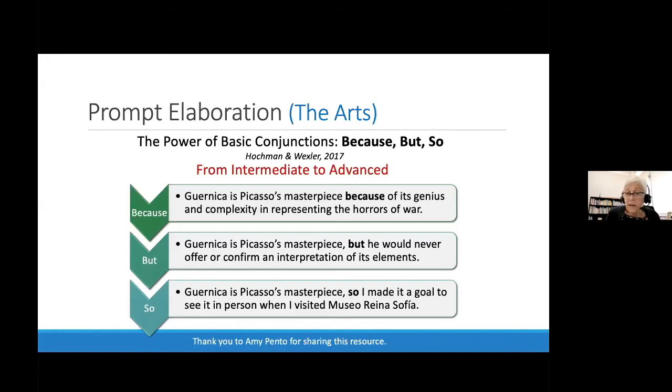Guernica is Picasso's masterpiece because of its genius and complexity in representing the horrors of war. Guernica is Picasso's masterpiece, but he would never offer or confirm an interpretation of its elements. Guernica is Picasso's masterpiece, so I made it a goal to see it in person when I visited Museo Reina Sofia.